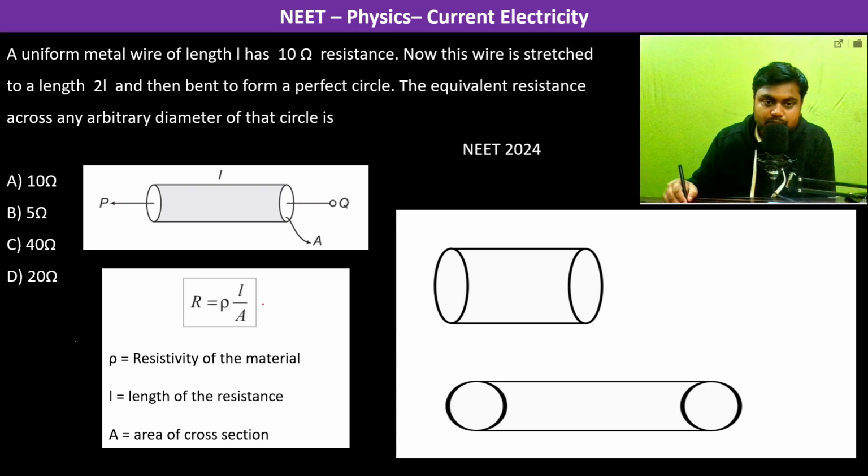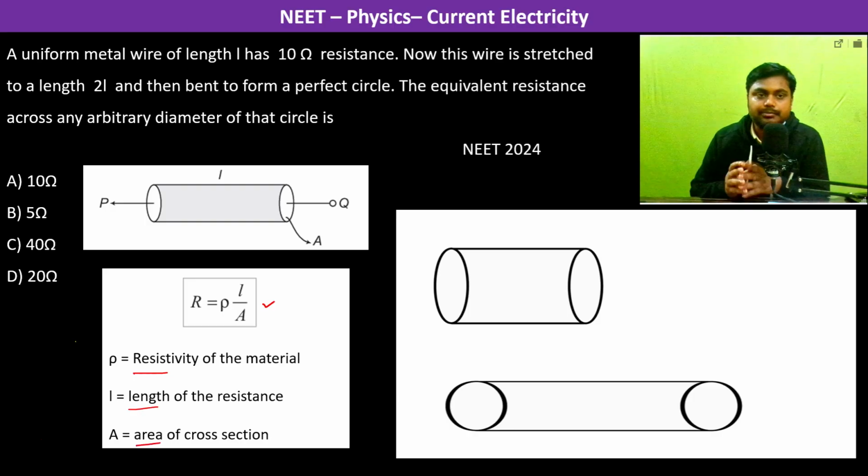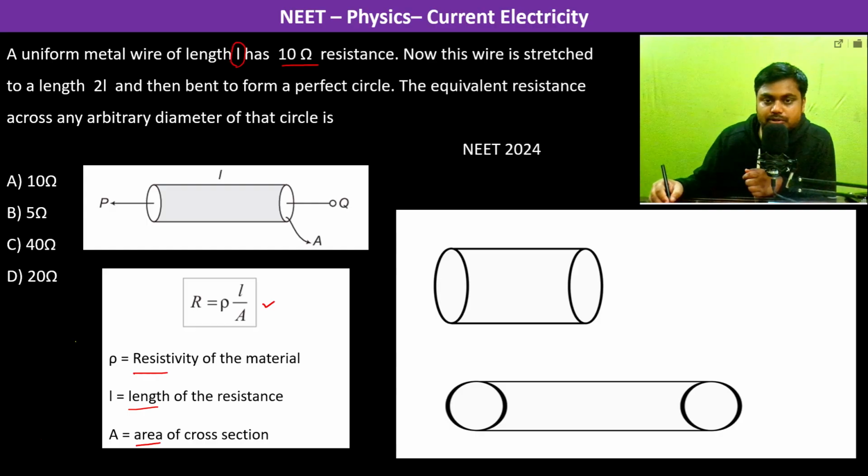Resistance is equal to rho L by A, where rho is the resistivity of the material, L is the length of the resistance, and A is the area of cross section. Now, you see the uniform metal wire has length L and it is having 10 ohms. So here if you see, the length is L and the resistance is 10 ohms. Now this wire is stretched to a length of 2L.